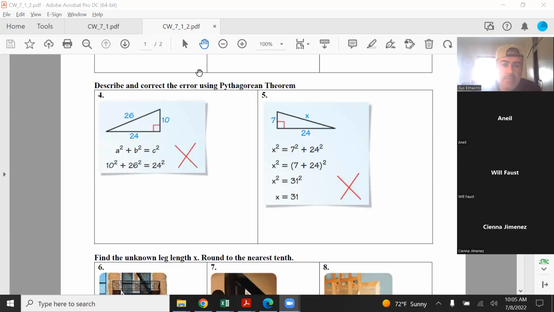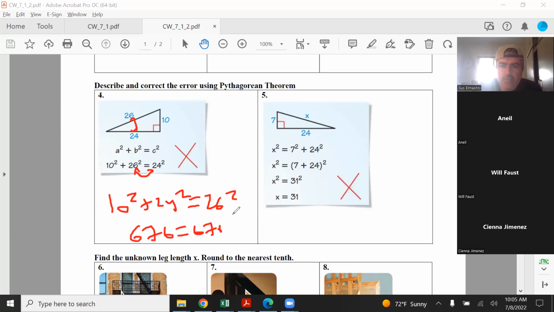What's the problem here? These are switched. So you gotta swap those two. That was the problem. So this should be 10 squared plus 24 squared equals 26 squared. And if you were to work that out, you get not 576, 676 on each side, I believe.